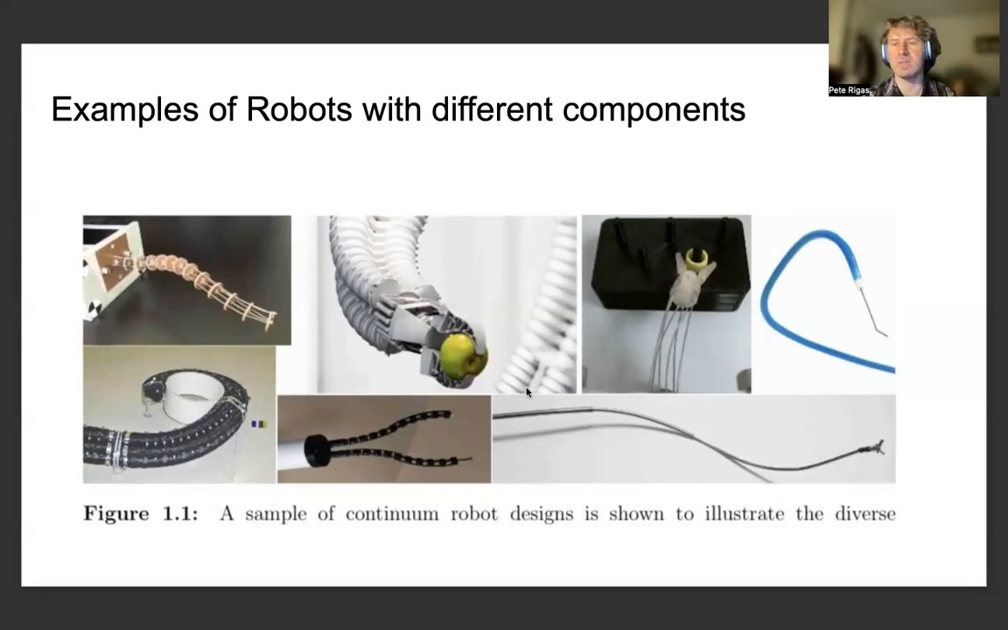And he gives several different types of examples of robots with different components, in which he gives a sample of continuum robot designs, some of which are related to the continuum Stewart robot, which we're going to be providing a sketch of in a later slide.